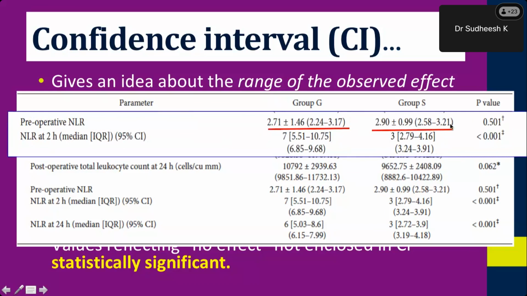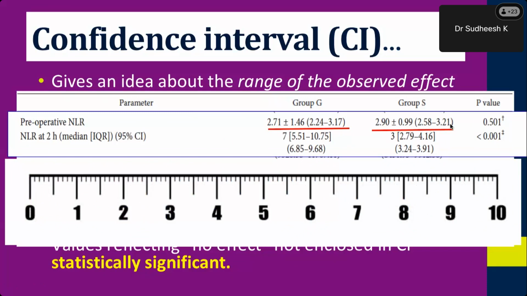Now, what is the significance of this? If I mark these values on a scale, 2.24 to 3.17, right? Likewise, I mark this one, 2.58 to 3.25. If you see, there is an overlap between these two bars. That means when the values are overlapping, the chance of being statistically significant is very low. Even if it is statistically significant, it's not going to be scientifically relevant. Likewise, I'll move to the next one.